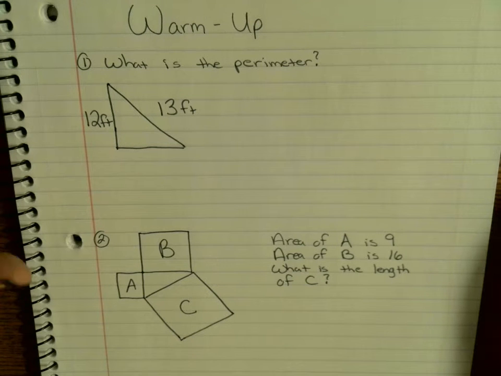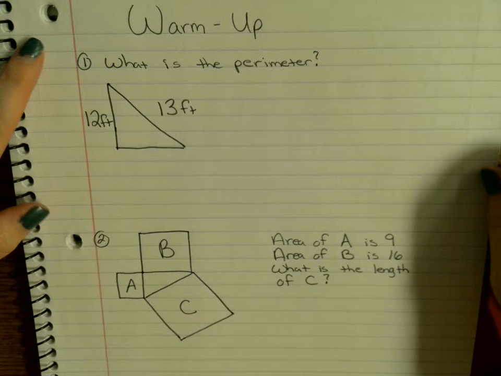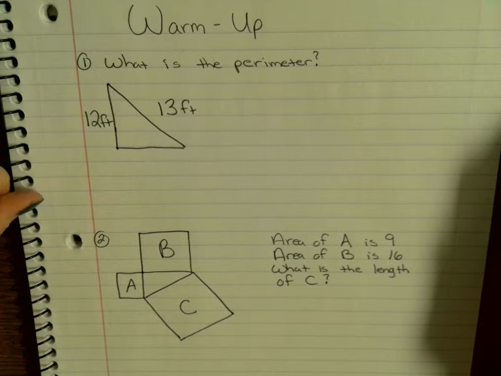Problem 1 says, what is the perimeter of the given triangle? Who can tell me what the perimeter is going to be for that given triangle? Abby? 30 feet. Good. 30 feet is going to be the perimeter.